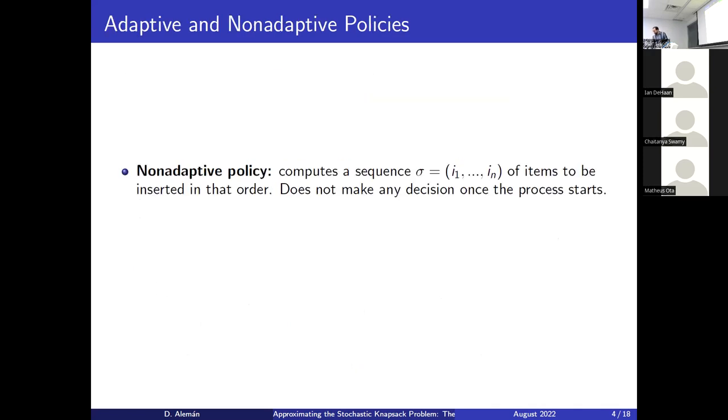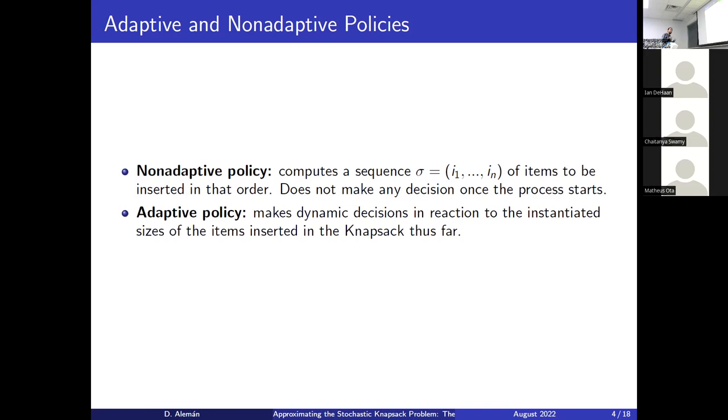Perhaps I should explain that now. Okay. So one of them is a non-adaptive policy. In a non-adaptive policy, we compute a sequence of items, i1 up until in, that are going to be inserted in that particular order. And this algorithm will not make any further decision once the process starts. So we determine the sequence beforehand. And once we start adding items into the Knapsack, we are not allowed to modify our sequence.